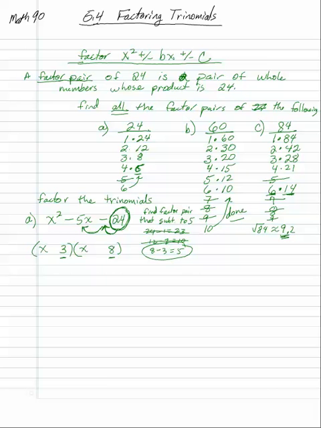Let me just tell you the way I do it. My next step is I put in the sign. This goes to the bigger factor in the factor pair. So this negative goes to the bigger number, which is 8, which goes there, because this is the bigger number.